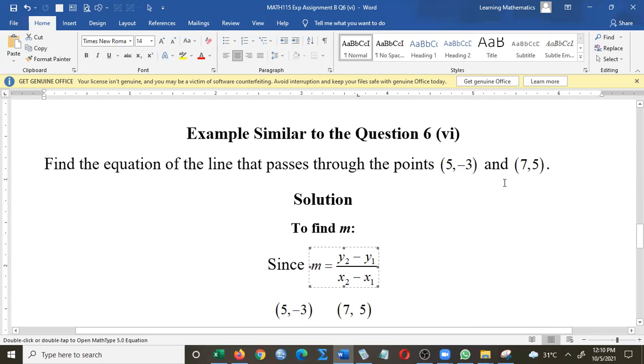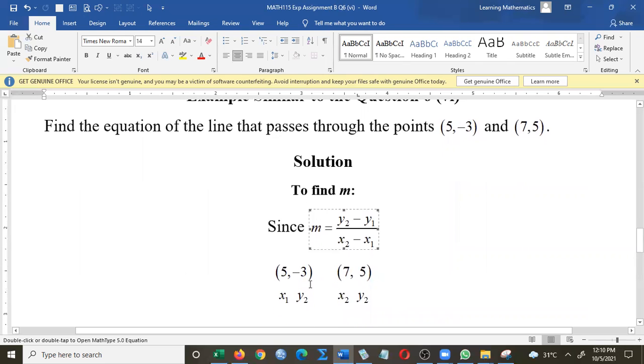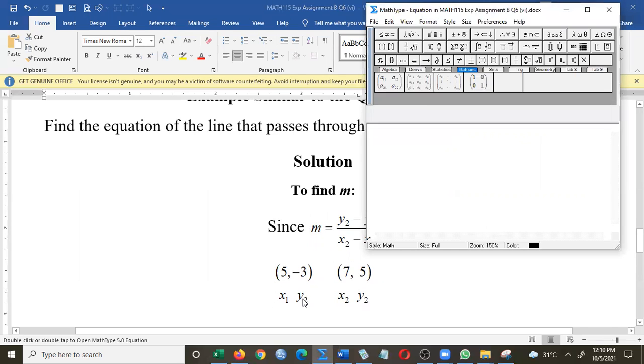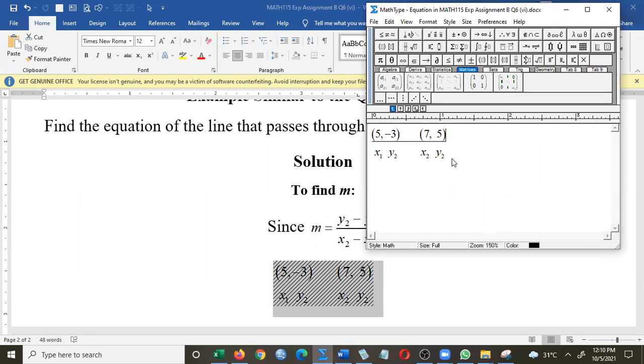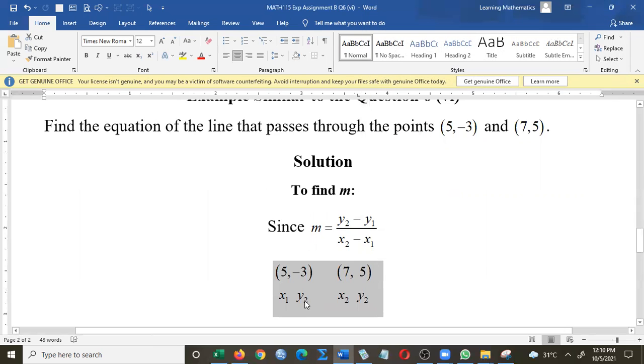We have 2 points in our example here, 5, minus 3 and 7, 5. So we have to label the coordinates of those 2 points. Let's use 5, minus 3 as the first point, so that's x1, y1. That's supposed to be y1, not y2. So this down here should be y1. Please take note of that. That's supposed to be x1, y1, and x2, y2.